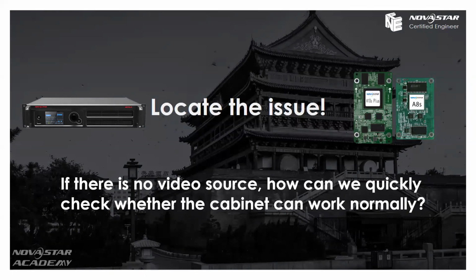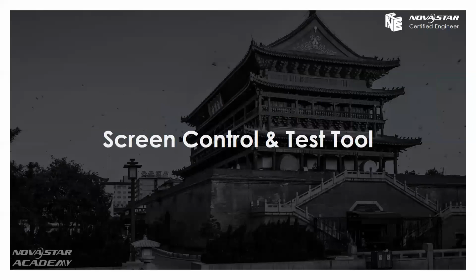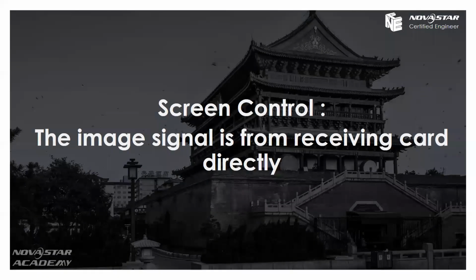So next, I will share some useful functions which can help you with the troubleshooting, which is the screen control. And I also put the tester 2 here because these two functions have some similar parts, but they are different. So let's see them one by one. For the screen control, the image signal is from the receiving card directly. So when we use the screen control to send some command, like a pure color, red, green, blue, to your cabinets, the signal is from the receiving card directly.